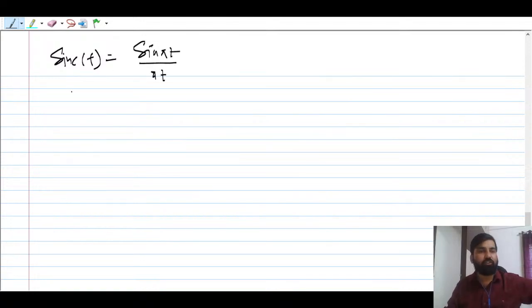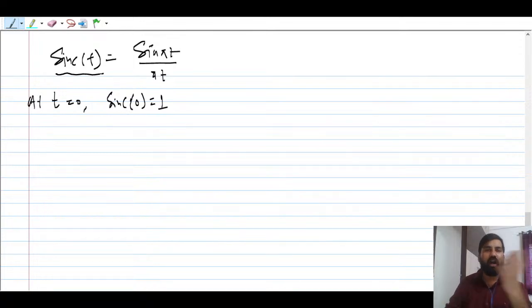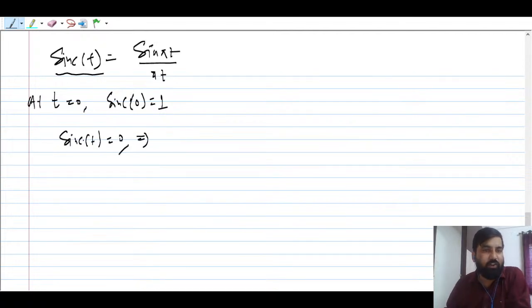Now let me tell you one thing here. Suppose we have sinc of t and we want to plot sine pi t by pi t. We need to find the value at t equal to 0, so sinc of 0 is going to be 1. Now we want to see where this sinc function is going to be 0. If sinc of t is equal to 0, you have to make sure that sine pi t is equal to 0.